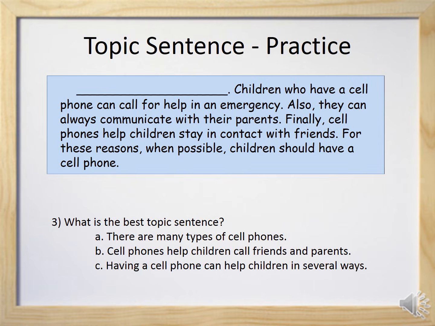Question 3. What is the best topic sentence? A. There are many types of cell phones. B. Cell phones help children call friends and parents. And C. Having a cell phone can help children in several ways. Pause the video while you work, and then we'll check your answers.